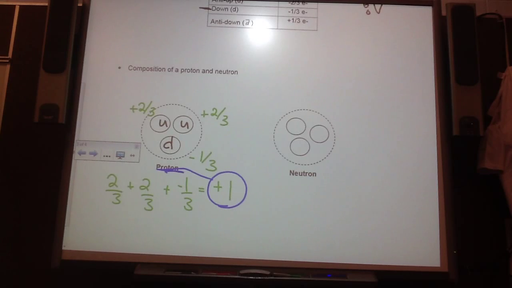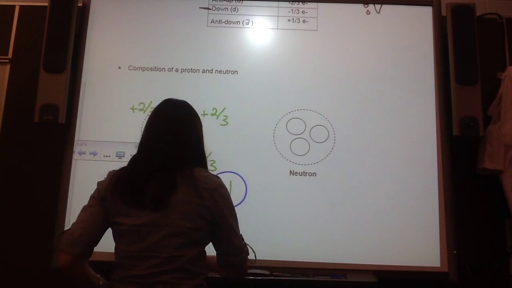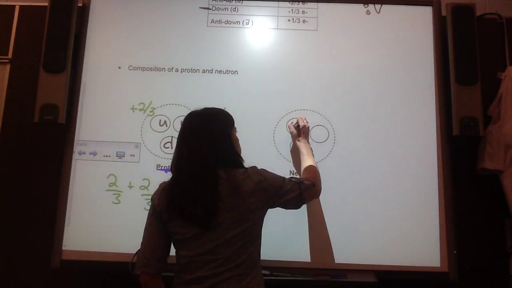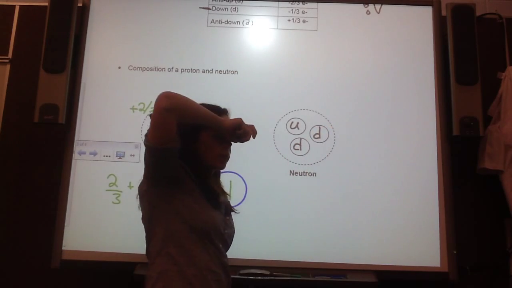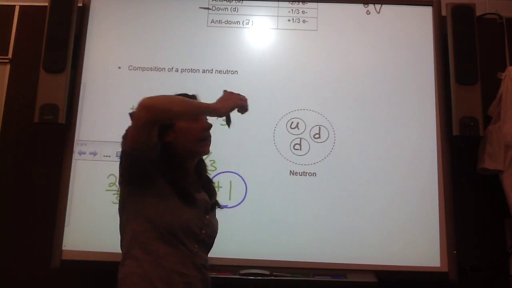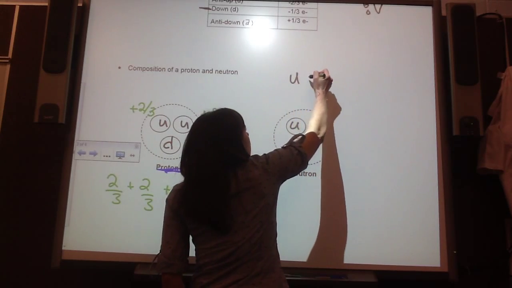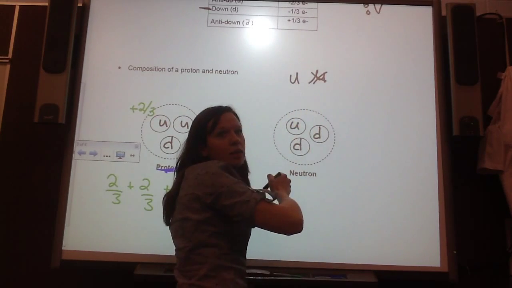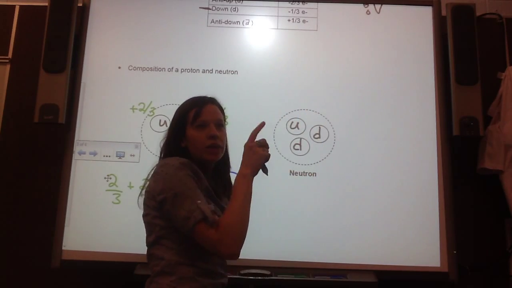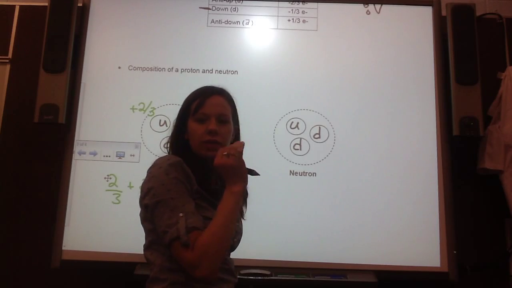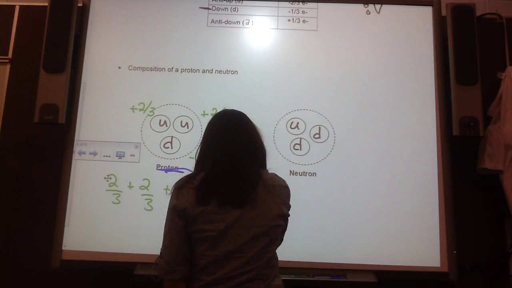So quarks help to explain why a particle has a certain charge, why protons and neutrons have charges. Then a neutron, let's do that one. It has one up and two downs. Now when you're writing the up quark, make sure it's a U and not a mu. When I'm writing the U's in science, sometimes I write a mu, so I'm just giving you a heads up in case you make that mistake too.